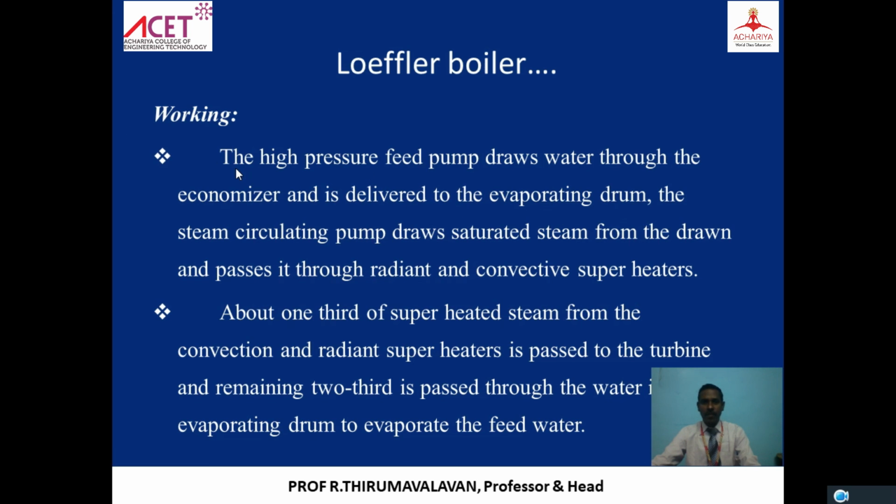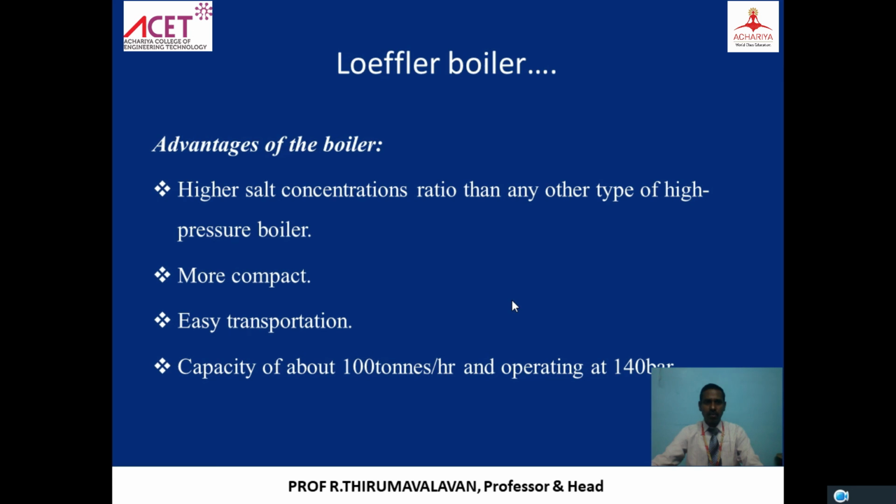How does it work? The high pressure feed pump draws the water through the economizer and delivers it to the evaporating drum. The steam circulating pump draws the saturated steam from the drum and passes it through the radiant and convection superheaters. About 1/3 of the steam from the superheaters passes to the turbine. 2/3 is brought to the water evaporating drum to heat the feed water. So what is the advantage?